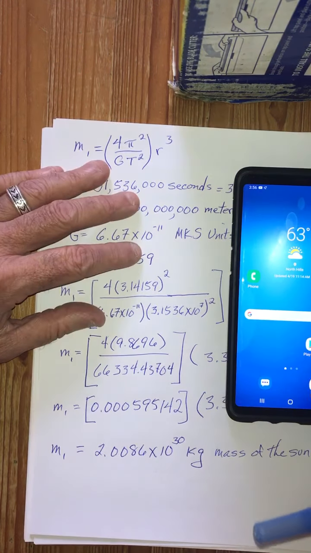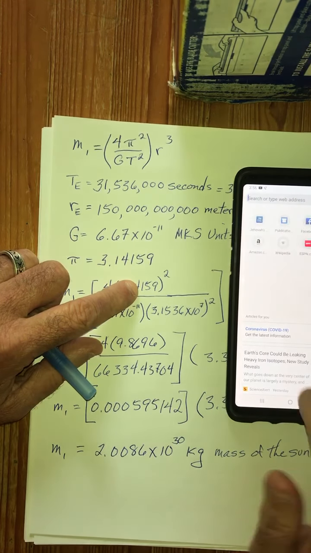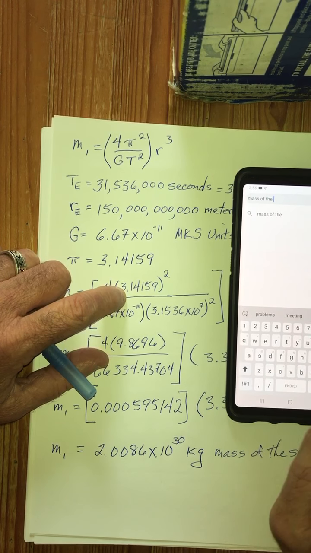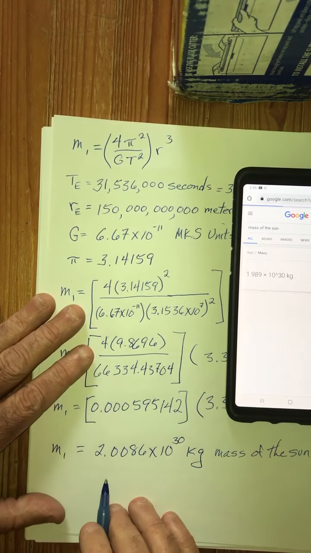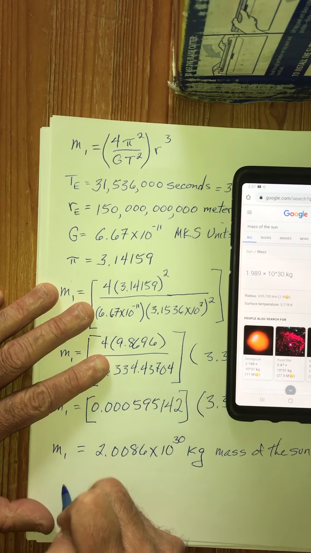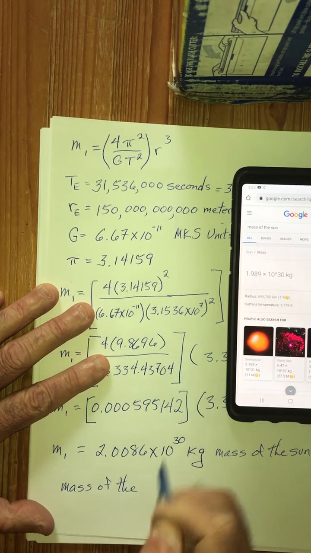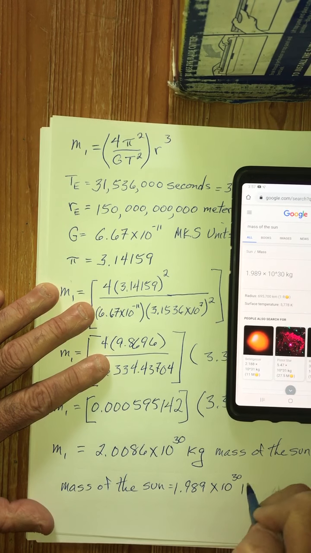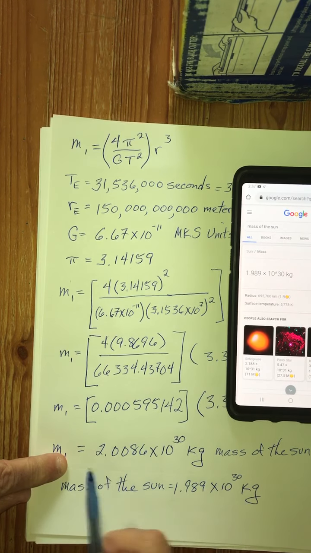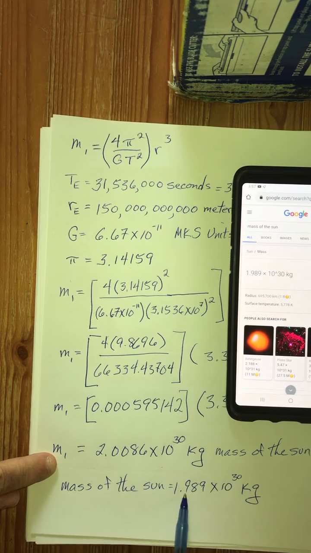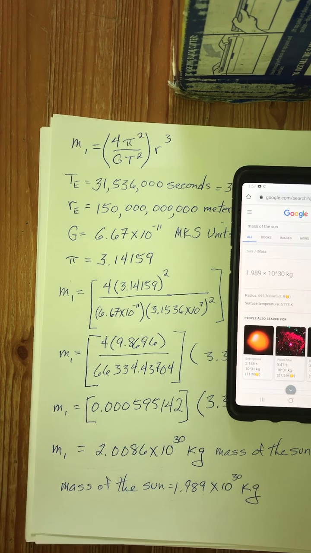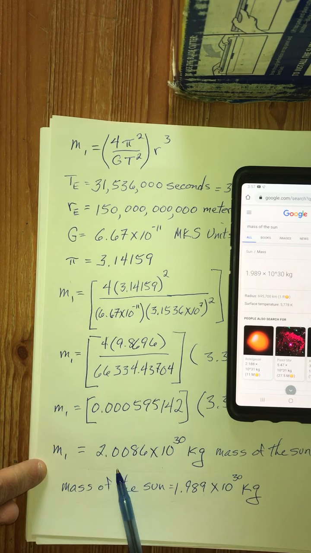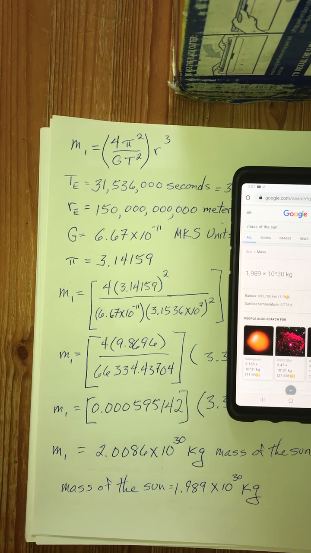Now, let's compare that to what NASA says. Okay, this is basically what NASA says, that the mass of the sun is 1.989 times 10 to the 30th kilograms. Check it out. That means that we're pretty close on both of those. 1.989 is pretty close to 2.0086. Both exponents are times 10 to the 30th. So using this formula, we were able to get an answer that was pretty close to the actual mass of the sun. So we'll come back and discuss more of this later.